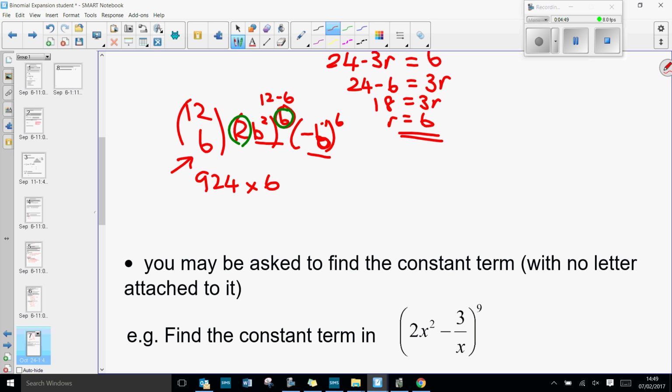And as I said, we don't really need to worry about the B's anymore, because we know that it's going to give us B to the power 6, and we just need the coefficient. Just double check though, this is a negative B, and that's an even power, so we know it would be an even number. But if it had been an odd number, then obviously we would multiply by negative 1 here. And so our final answer is just 924 times 64, which is 59,136.